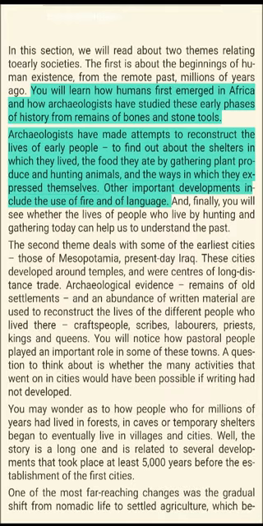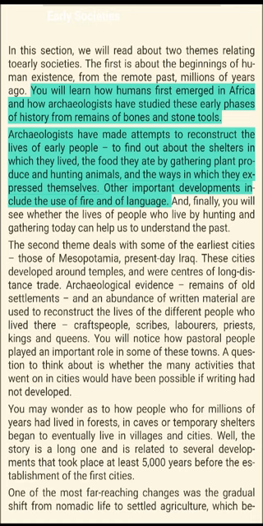This section, we will read about two themes relating to early societies. The first is about the beginnings of human existence, from the remote past, millions of years ago. You will learn how humans first emerged in Africa and how archaeologists have studied these early phases of history from remains of bones and stone tools.